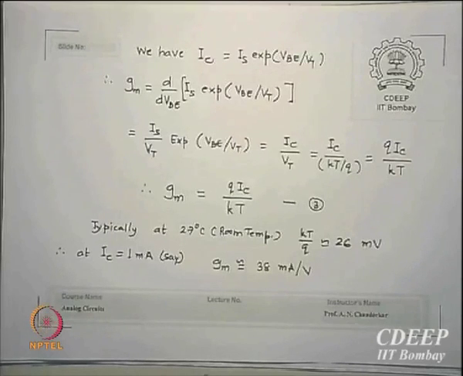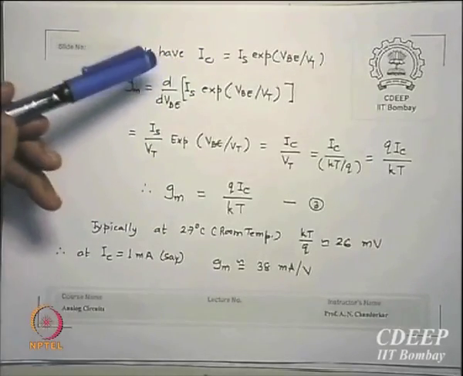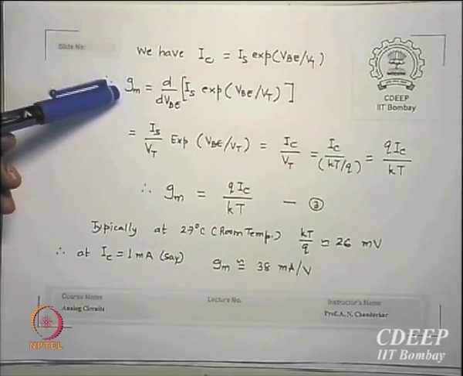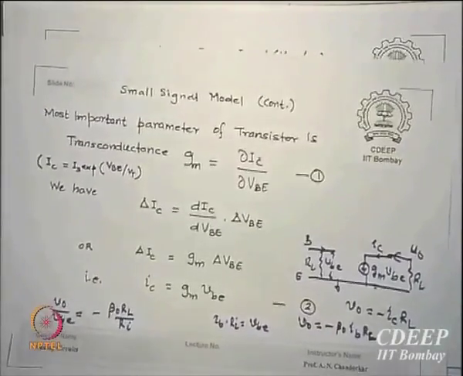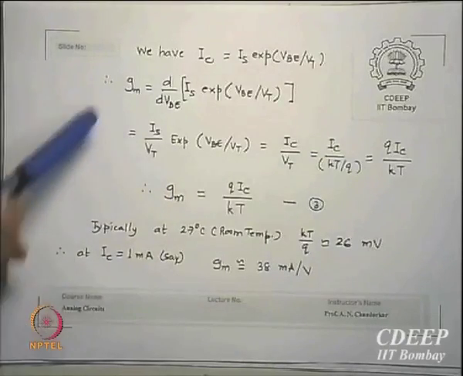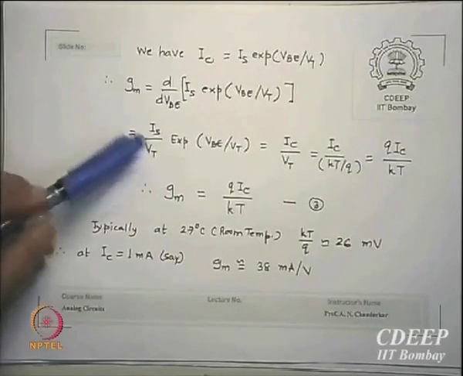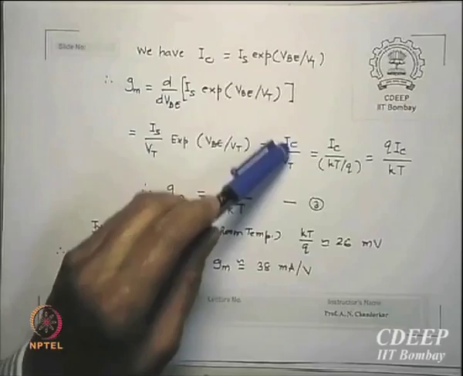Just now I said IC, the collector current, is equal to IS, some proportion, e to the power VBE by VT. This is from the theory of a transistor. So, if I want to have a definition of GM, delta IC by delta VBE, I differentiate this equation. And if I differentiate, I get IS by VT exponential VBE by VT. This is again IC current, so it is IC by VT.